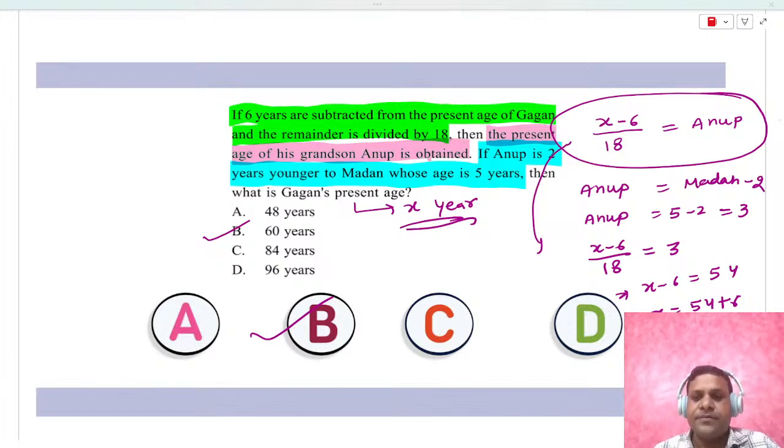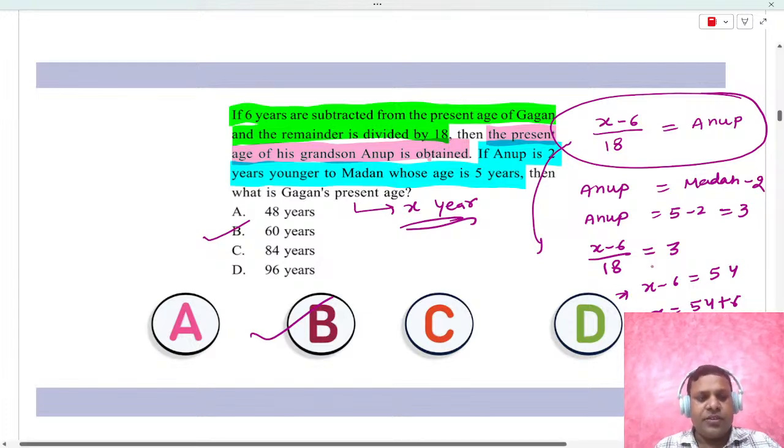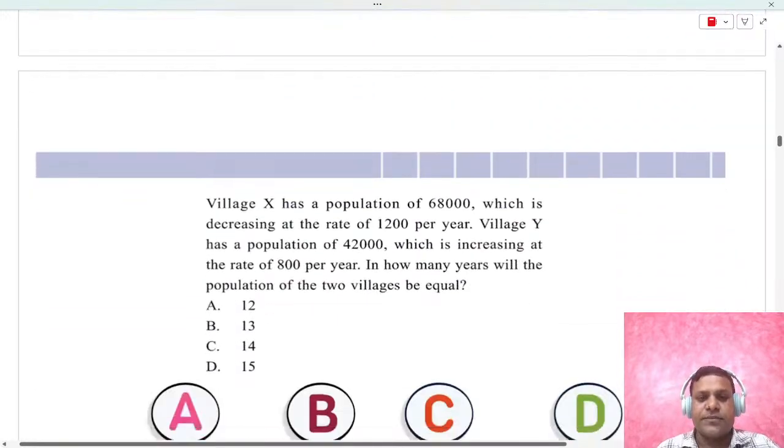Okay, class? Let's move to the next question. So here is the next question.